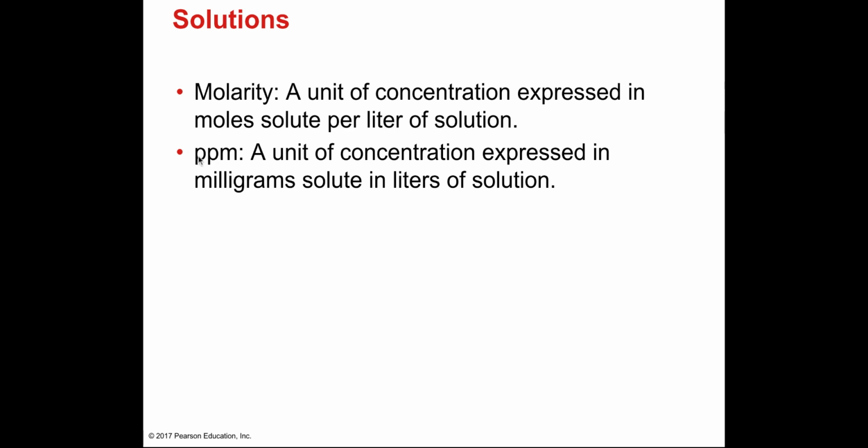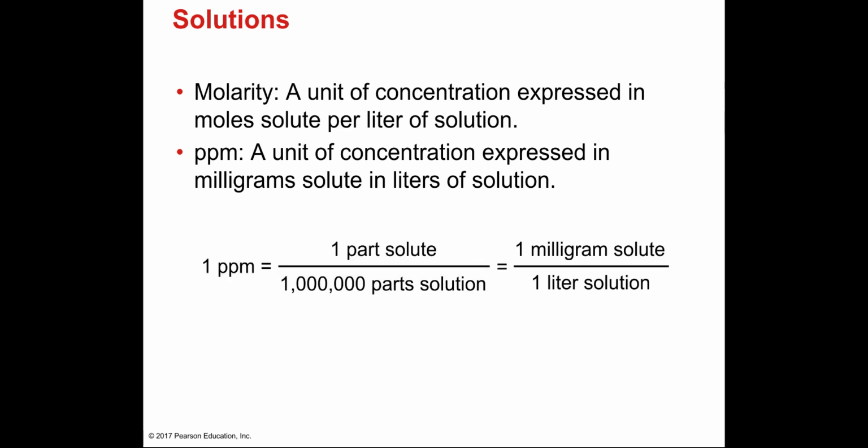Another form of concentration is parts per million, or we call it ppm. So you probably see this somewhere in real life where they're talking about 11 ppm or 200 ppm. All of that means parts per million. So it's a unit of concentration expressed in milligrams of solute per liters of solution. Okay. So 1 part per million is 1 part of solute divided by 1 million parts of solution, which in other words is 1 milligram of solute divided by 1 liter of the solution.